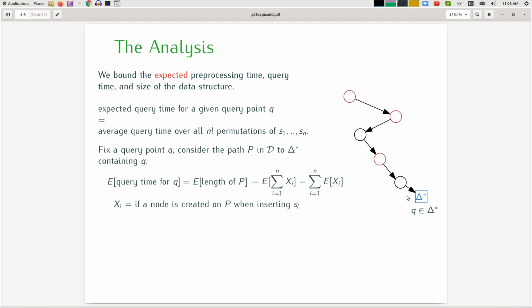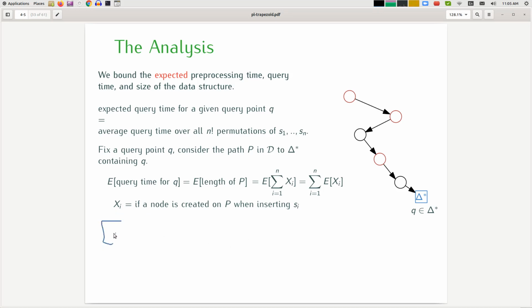Since it's the sum of the xi's, by the linearity of expectation, if we remember, we could swap the order of the summation and the expectation, which means that this equals the sum of the expected values of the xi's. Okay? But xi is a 0, 1 random variable, which means it's either 0 or 1. Therefore, the expected value of xi is basically just the probability that xi is 1. We can follow this by the definition of the expected value.